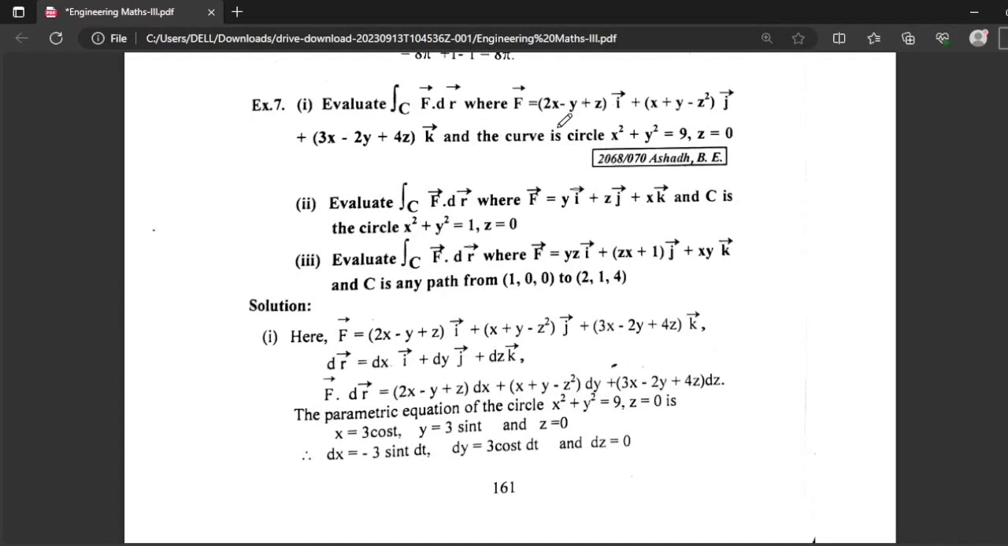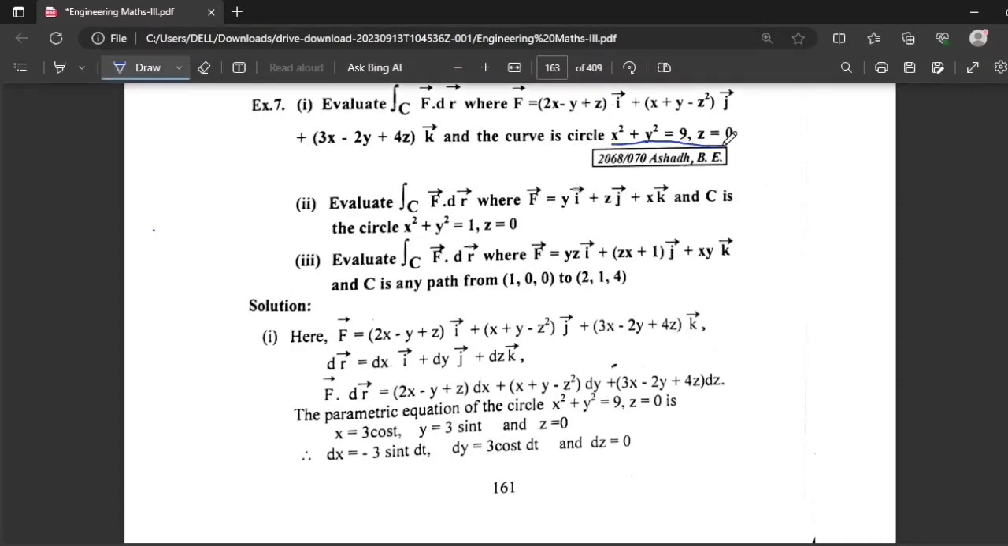Evaluate the line integral where F vector is (2x minus y plus z) i vector plus (x plus y minus z square) j vector plus (3x minus 2y plus 4z) k vector, and the curve is the circle x square plus y square equals 9 and z equals 0.